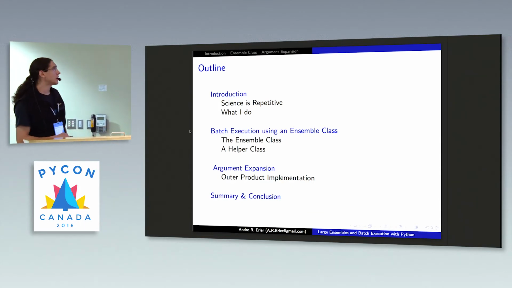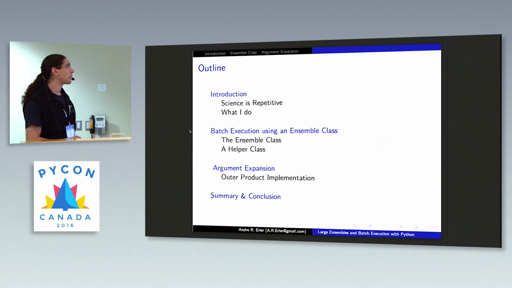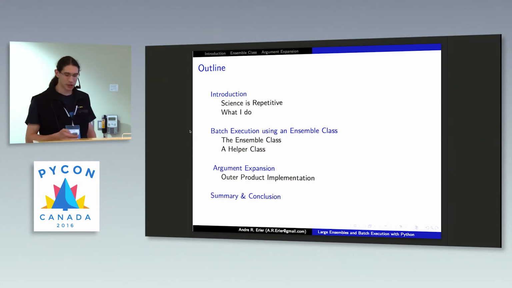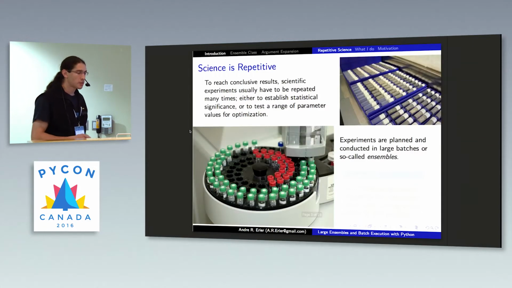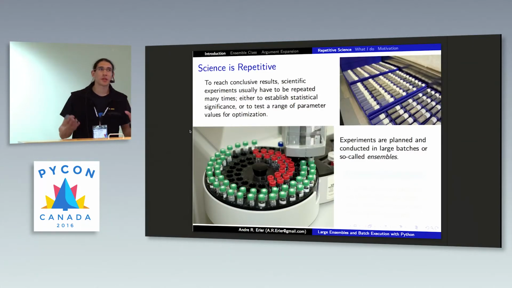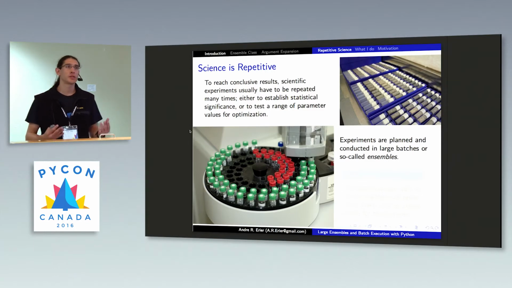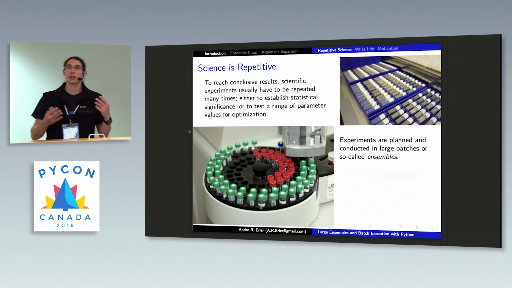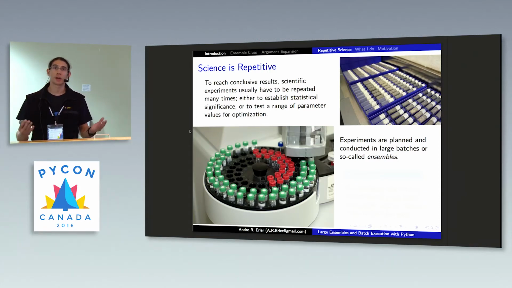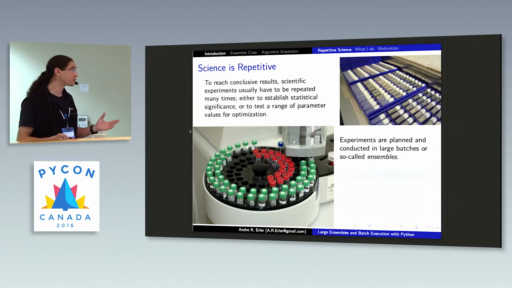Just a brief introduction. Then I mainly talk about this ensemble class that I'm using, and a bit about argument expansion as well. So this is mainly just a class to save you some work, and I hope someone will find it useful. So the basic problem is that science is inherently repetitive. So we do a lot of experiments that have to be repeated over and over again, partly because there's inherent variability or error, so that we need to get good statistics, partly because we have to test a large range of different parameter values for exploration or for just optimization in engineering.